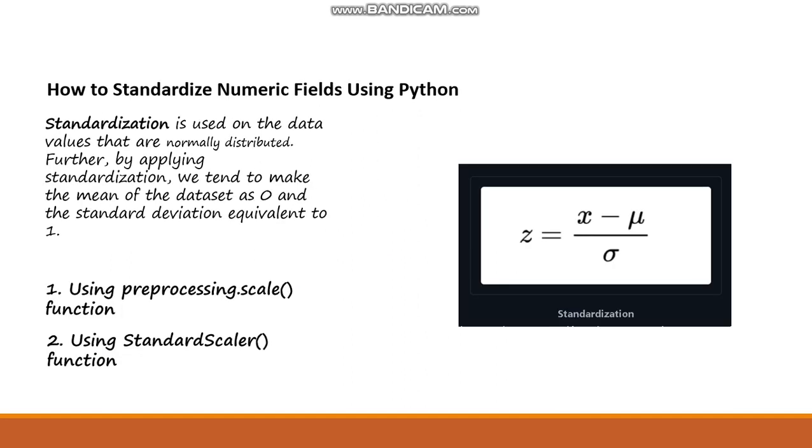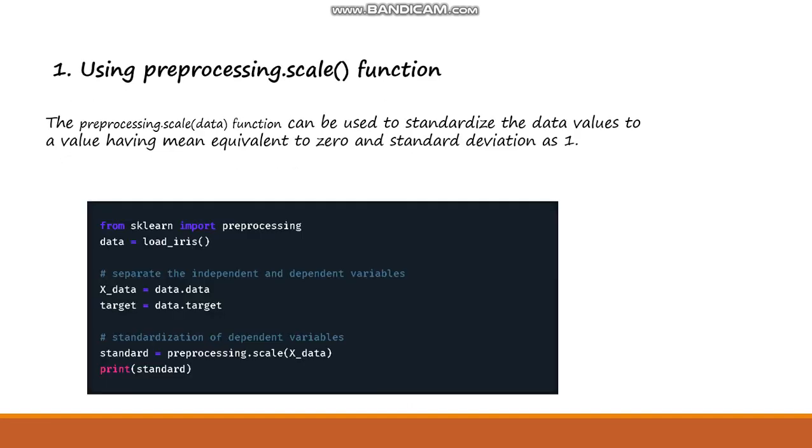How to standardize numeric fields using Python. What is standardization? Standardization is used on data values that are normally distributed. Further, by applying standardization, we tend to make the mean of the data set 0 and the standard deviation equivalent to 1. First, using the preprocessing.scale() function, and second one is using the StandardScaler() function.